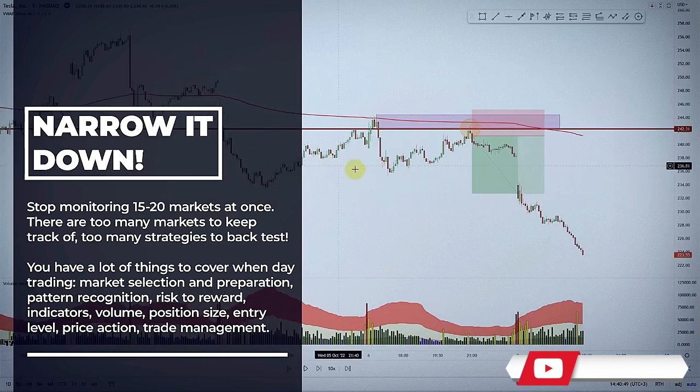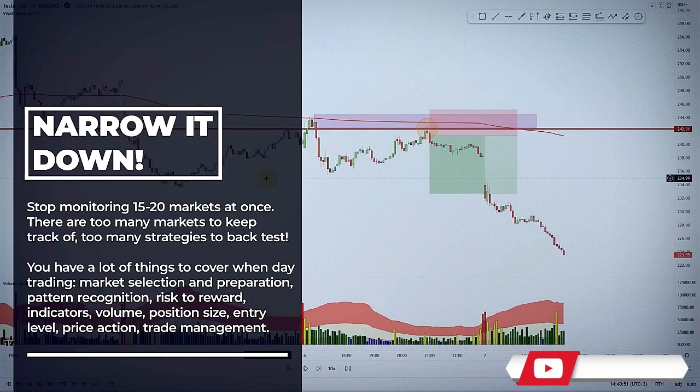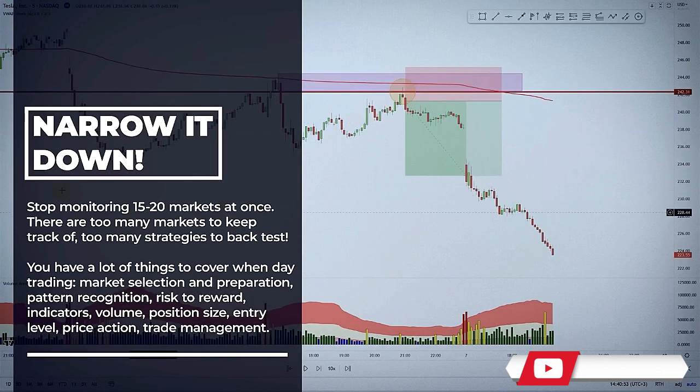Follow 3 markets at most. You have a lot of things to cover when day trading: market selection and preparation, pattern recognition, risk to reward, indicators, volume, position size, entry level, price action, trade management. It's easy to become overwhelmed. Again, narrow it down.